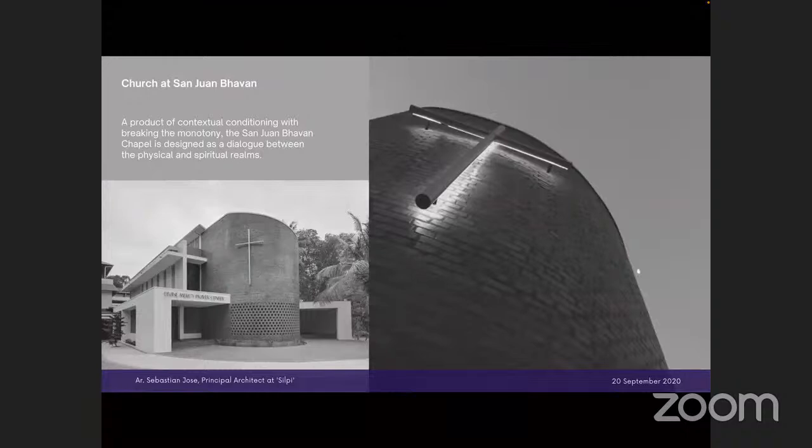This is a chapel for a congregation in Kochi. We are trying to come out with a slightly different vocabulary on church architecture, make the structure express itself. Basically the idea is to have the form following the function, expressing the materials.